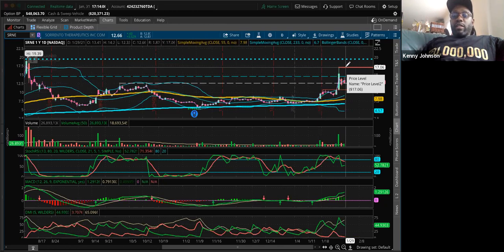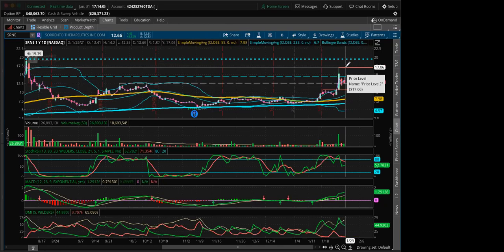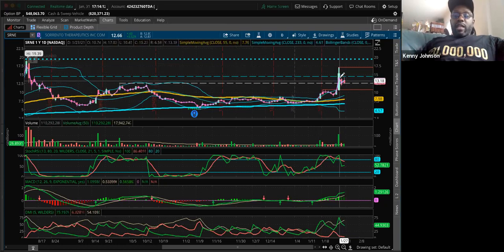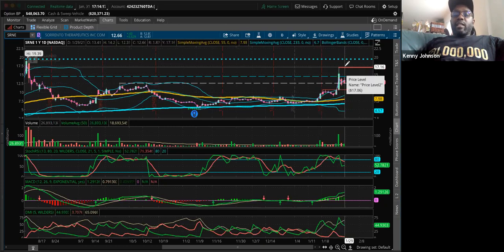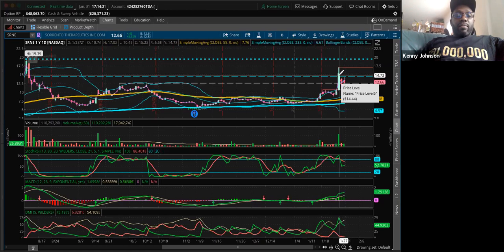Now this is also a resistance level because we know resistance becomes support, support becomes resistance. And I marked that because on this day, this is the highest it's ever been. It was the $17 and the 1703.